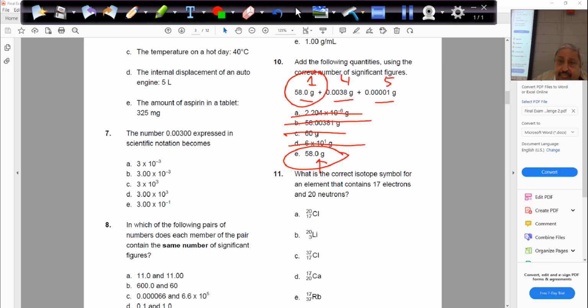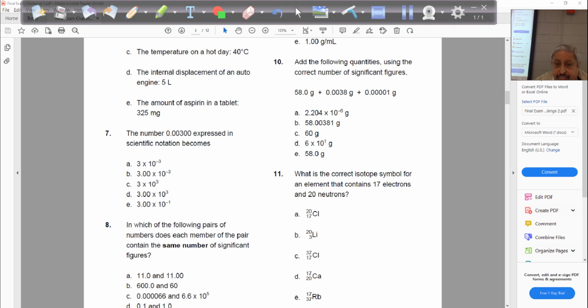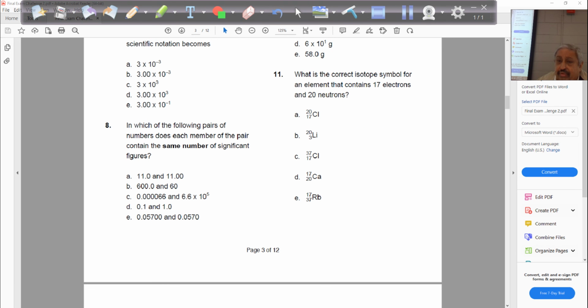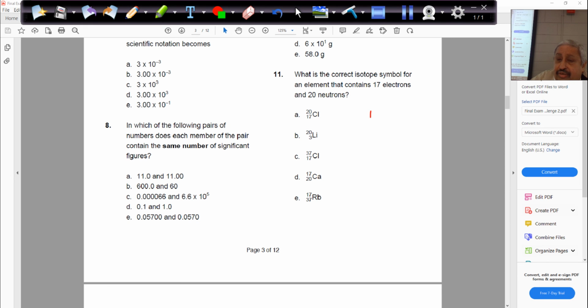So, number 10. What is the correct isotope symbol for the element that contains 17 electrons and 20 neutrons? If this element is neutral, and this is very important, a neutral element in the periodic table, then the number of protons equals the number of electrons. So 17 electrons means 17 protons.